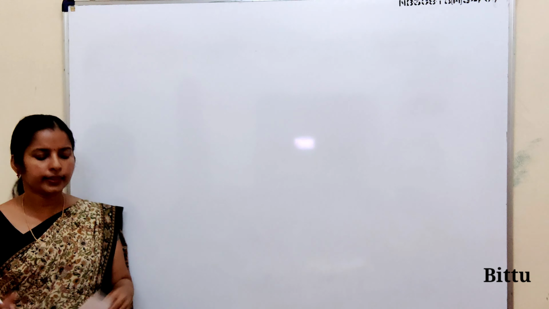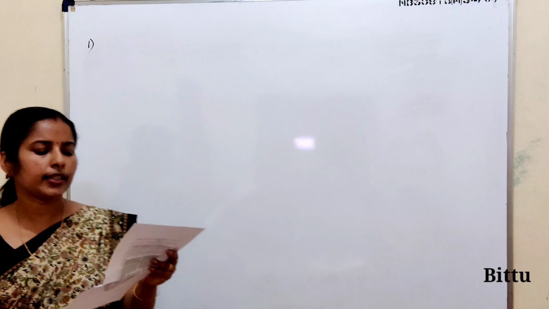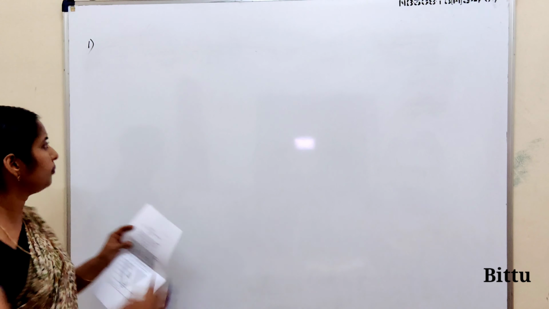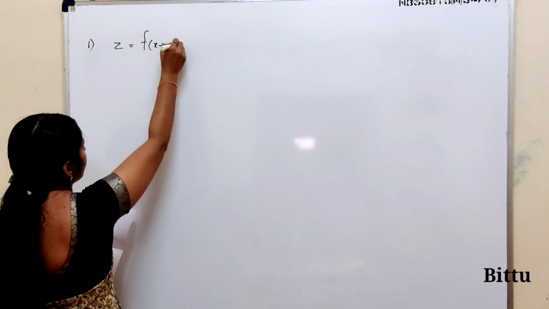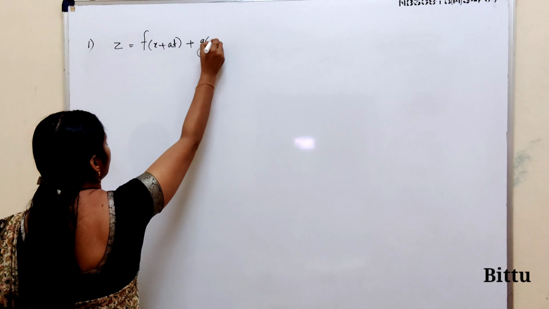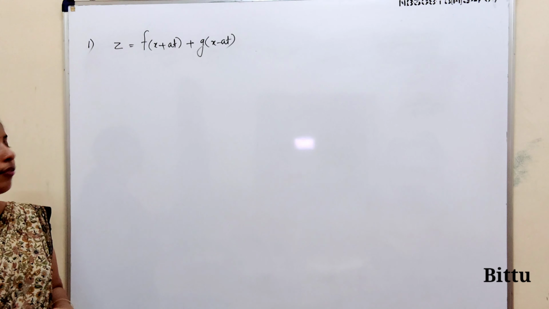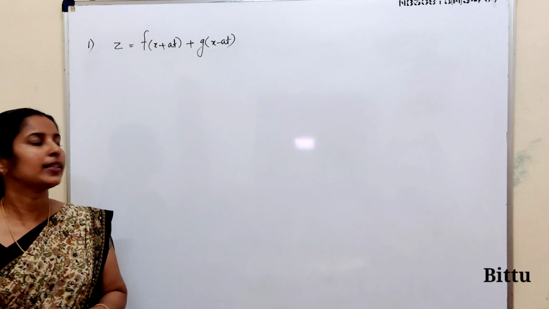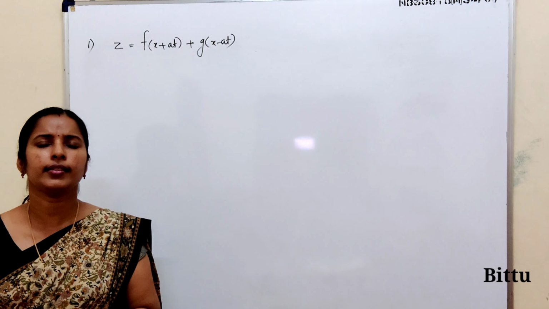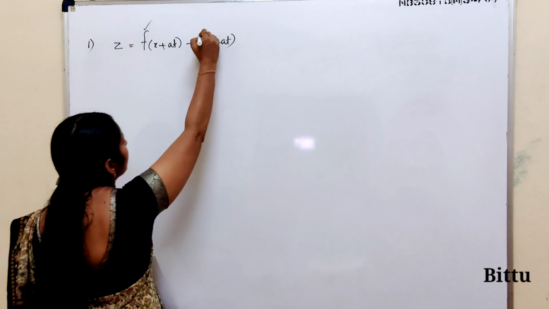Our first question is, derive a partial differential equation from the relation z equal to f of x plus at plus g of x minus at. See, our question is formation of partial differential equation from z equal to f of x plus at plus g of x minus at. Here, f and g are two arbitrary functions.